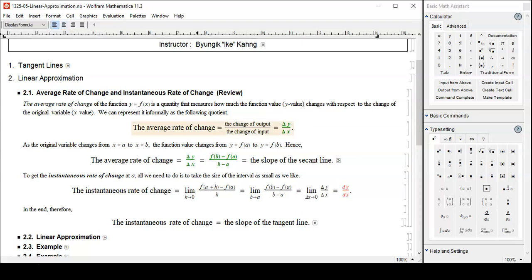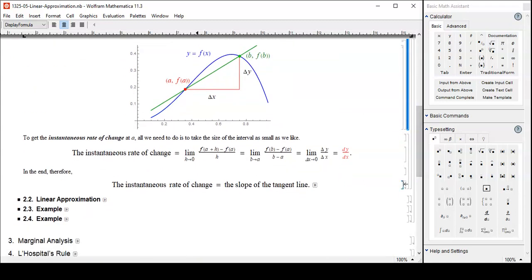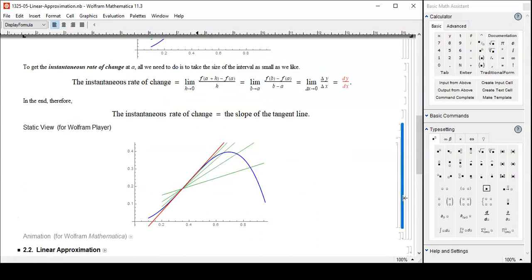The average rate of change is defined as the change of output over the change of input. And if you put it with a graph, then we're going to get something like this. Now, take the second reference point closer to the first. Then we see this kind of visualization. And please note that the sequence of secant lines is converging into the tangent line. Even better, you're going to get something like this.